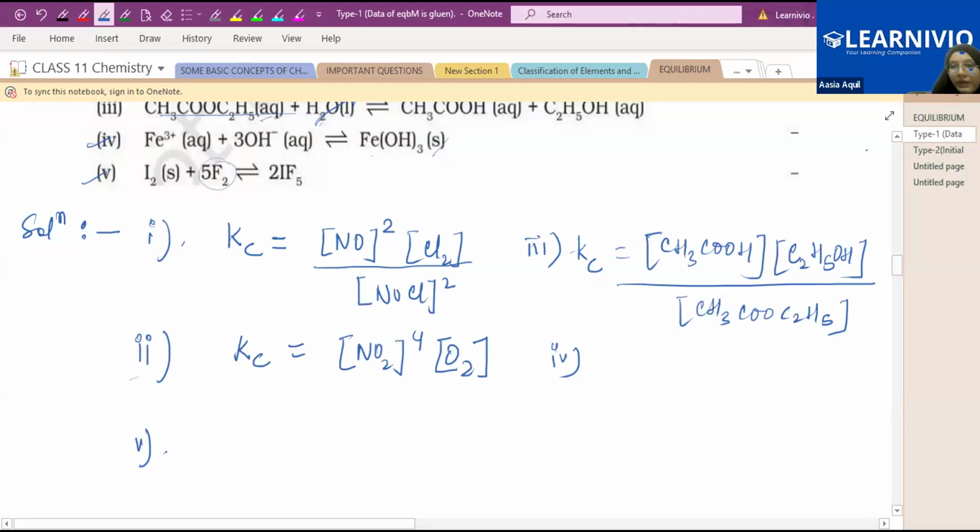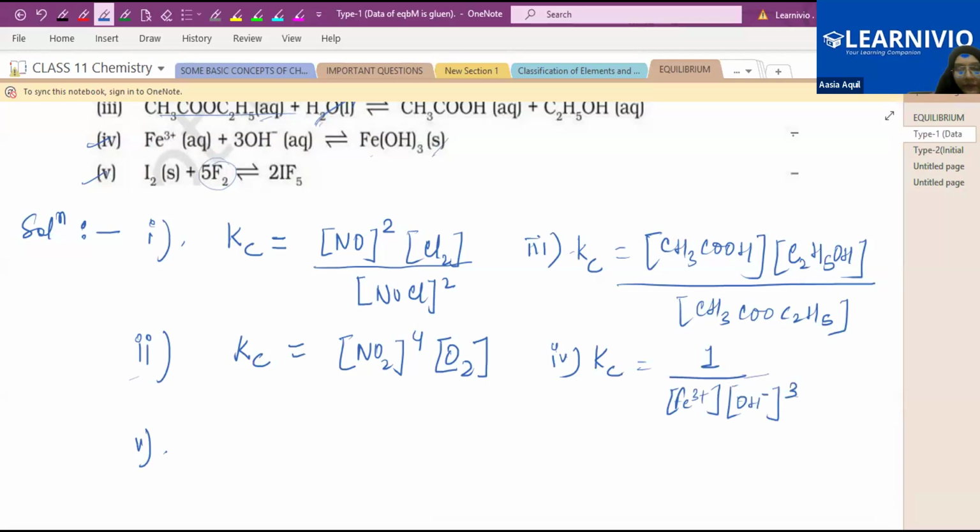Now for the fourth one, yes Aisha, tell me the equilibrium expression for the fourth question. Ma'am, we consider Fe(OH) whole three as unity, right? Yes. So tell me the final expression. So it will be 1 by the concentration of Fe3+ into OH minus raised to the power 3. Yes, good. Okay, the next, fifth one.